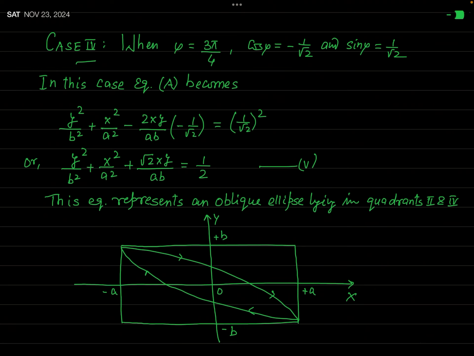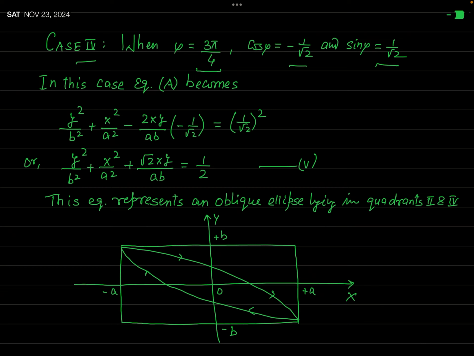And in the fourth case, we consider that phi is equal to 3 pi over 4, that is 135 degrees. So when phi is 3 pi by 4, then cos phi is minus 1 over root 2 and sin phi is 1 by root 2. So let us substitute these two values in equation A.